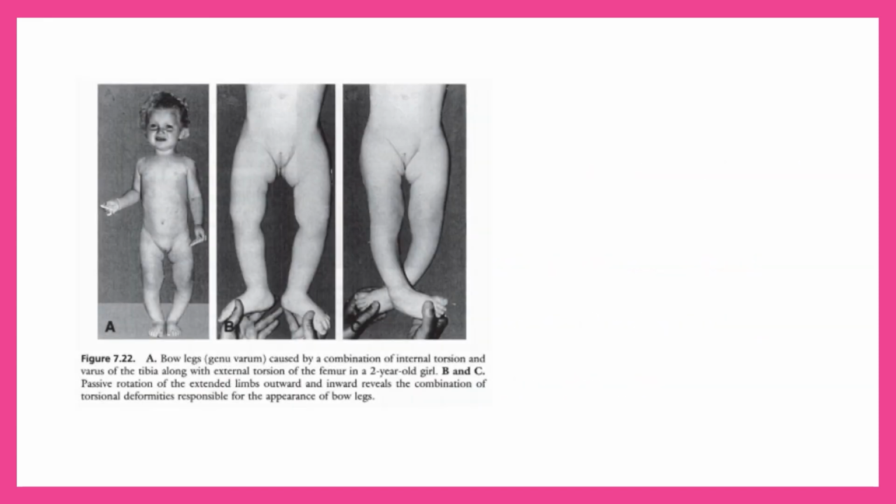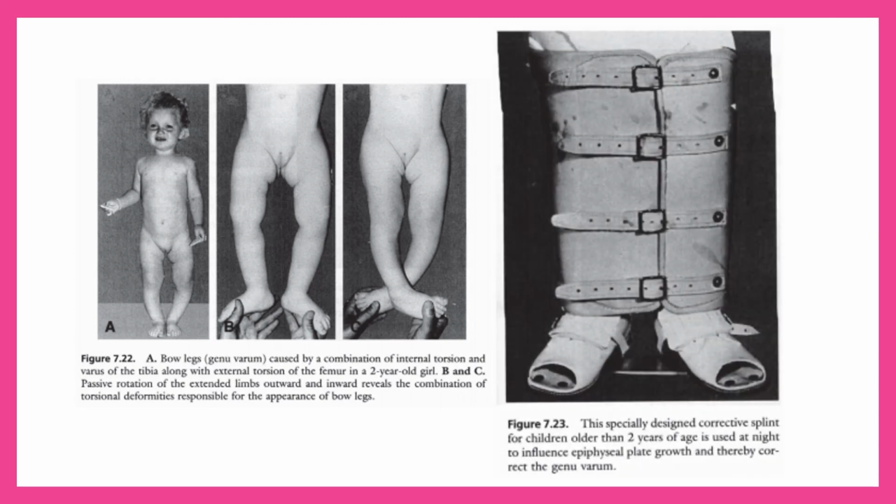This figure shows bow leg, genu varum, caused by a combination of internal torsion and varus of the tibia along with external torsion of the femur in a 2-year-old girl. This figure shows a specially designed corrective splint for children older than 2 years of age, used at night to influence epiphyseal plate growth and thereby correct the genu varum.